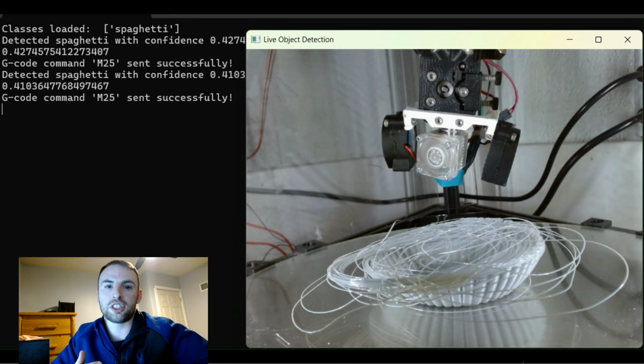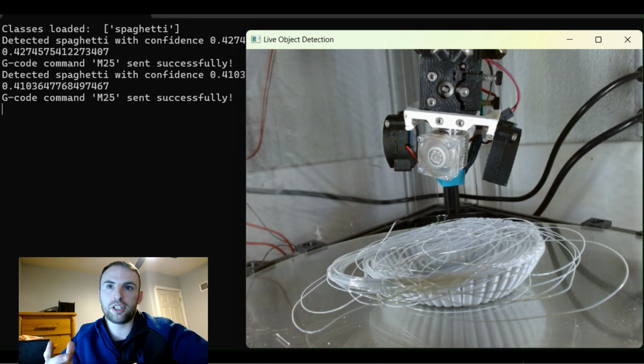The M25 is just an asynchronous pause, which tells the printer to pause and move to the back so that the user can inspect the operation, and if it's fixable, fix it. If not, cancel the print before any damage occurs.